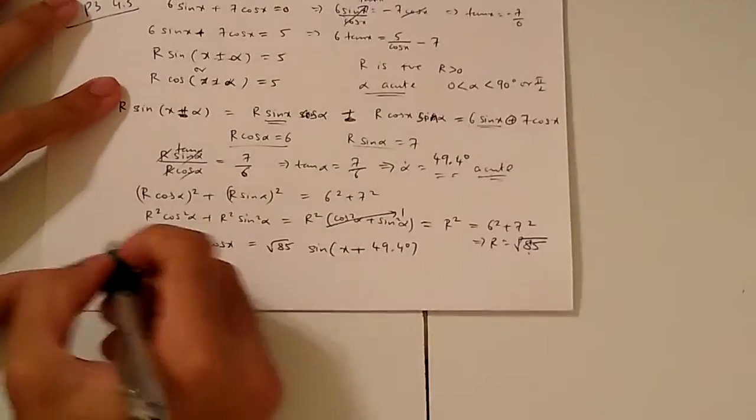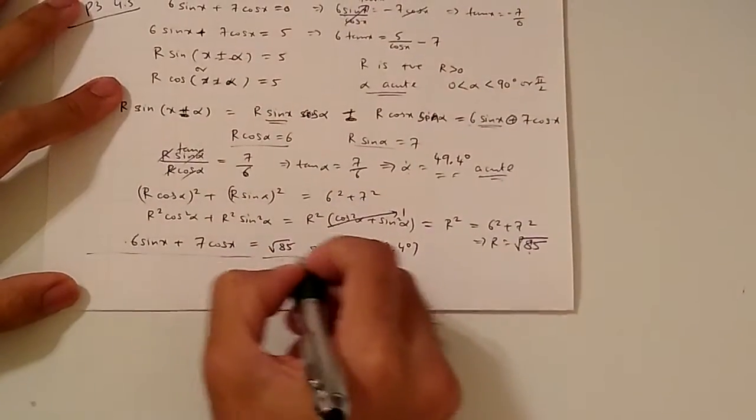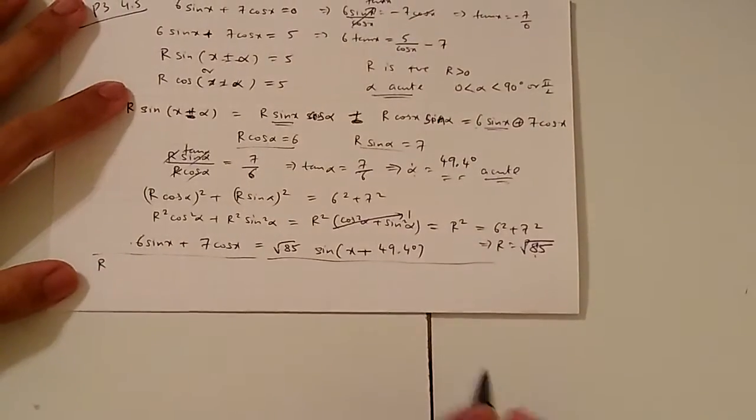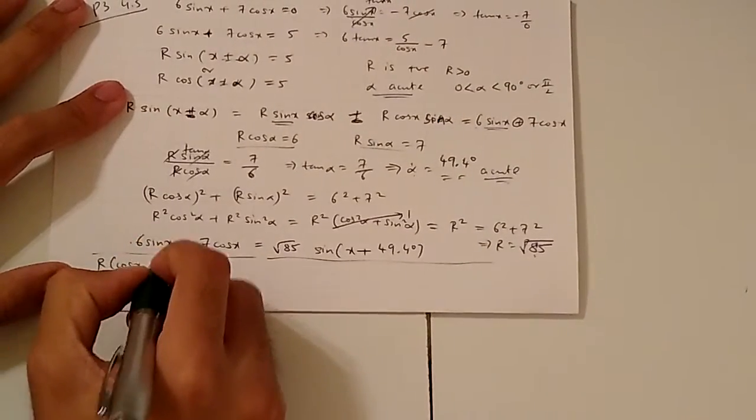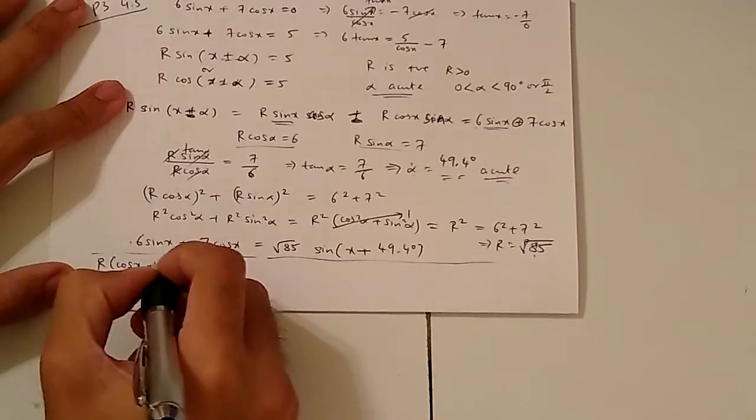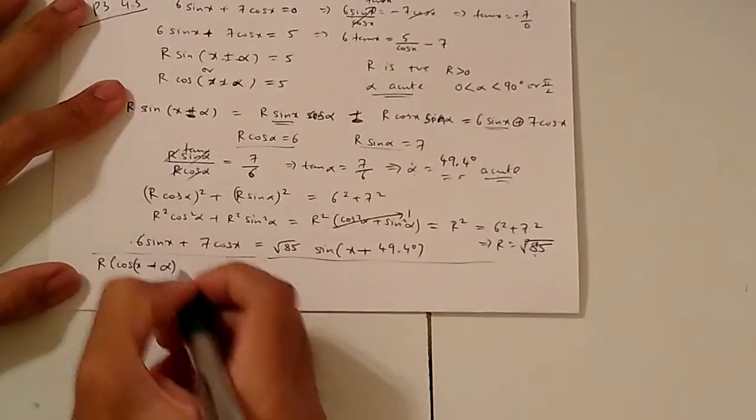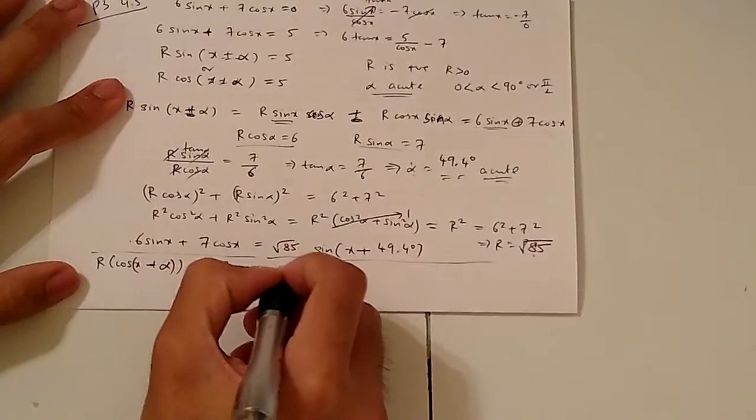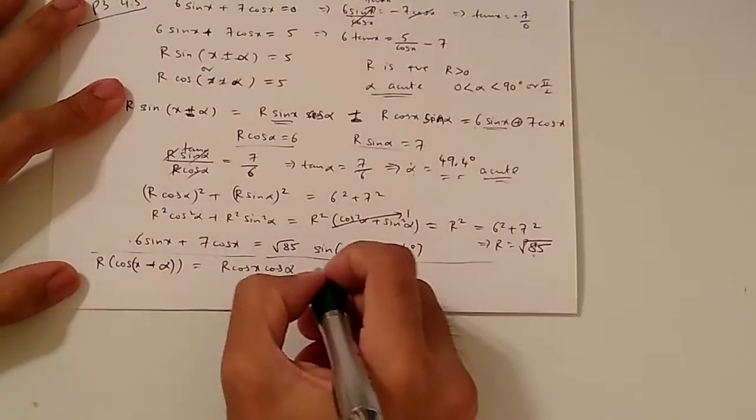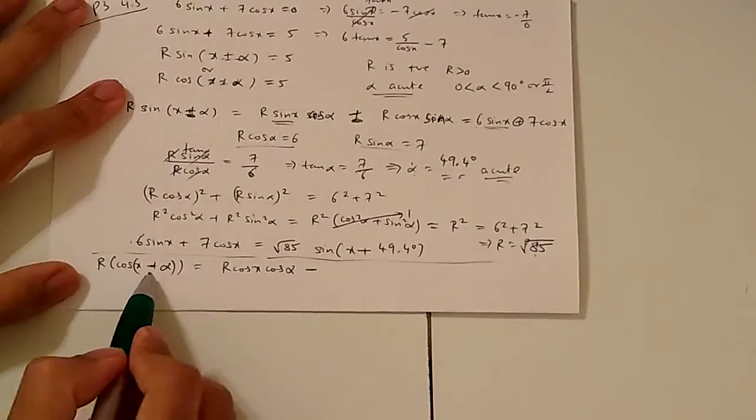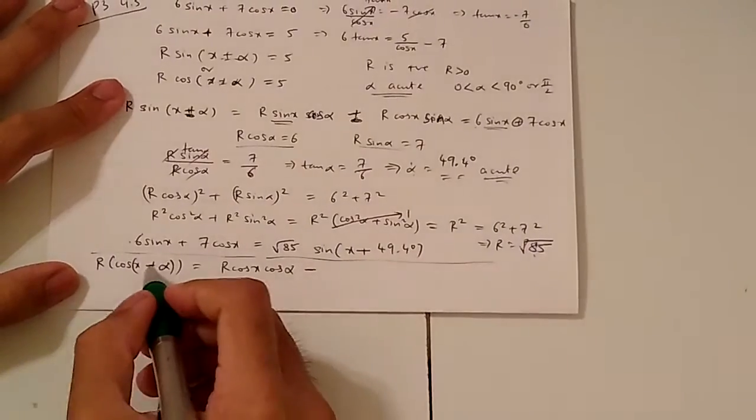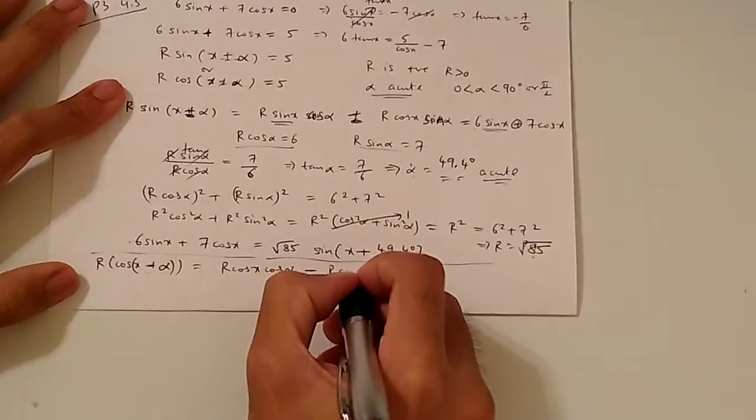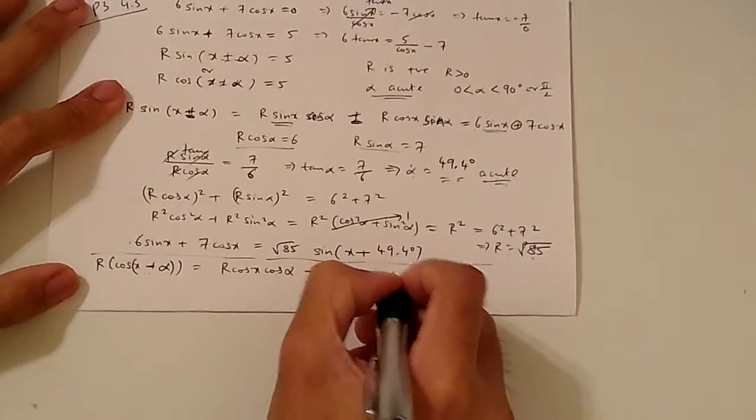If we try to work out the cosine ratio, let's use R cos of x plus alpha. R cos of x plus alpha is equal to R cos x cos alpha minus, notice that the plus in the cosine is going to be a minus in the expansion, R sine x sine alpha.